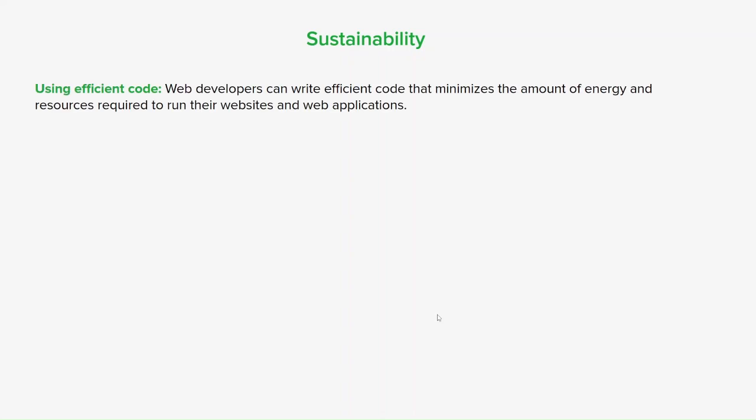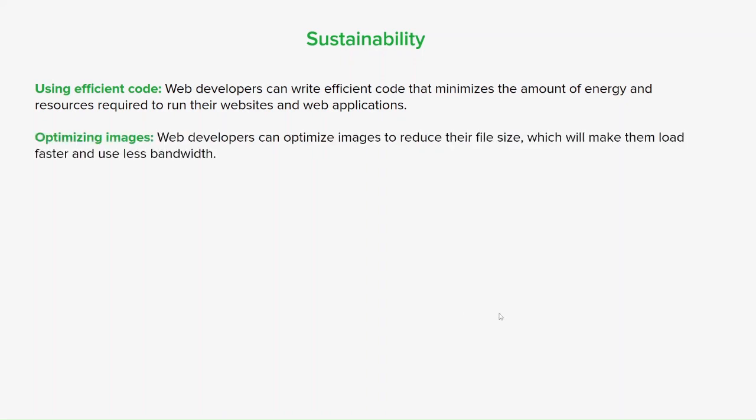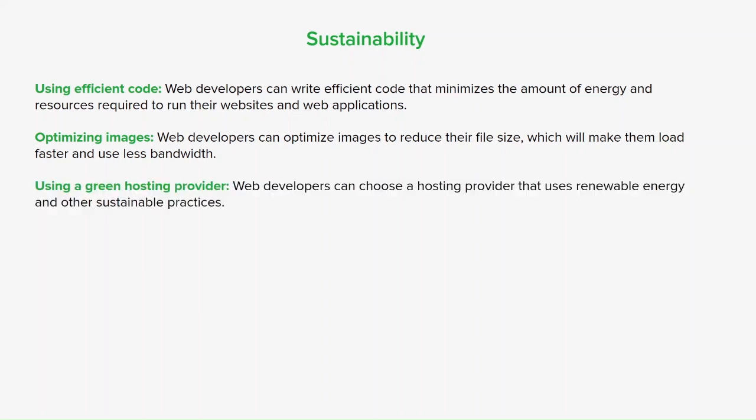So now let's talk about sustainability. Sustainability in web development is about creating websites and web applications that have a minimal environmental impact. This is really important because the web is a major contributor to climate change. There are a number of things developers can do, and one of those things is using efficient code, essentially using code that minimizes the amount of energy and resources to run their websites and web applications. This also includes optimizing images to reduce their file size. This will help make them load faster and use less bandwidth.